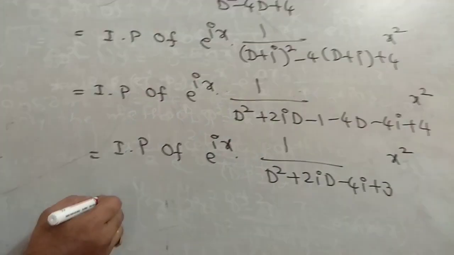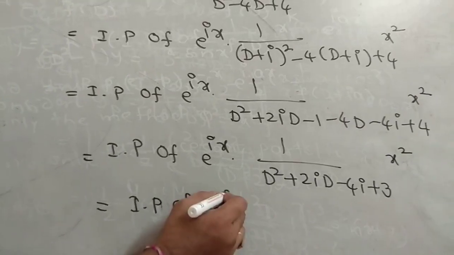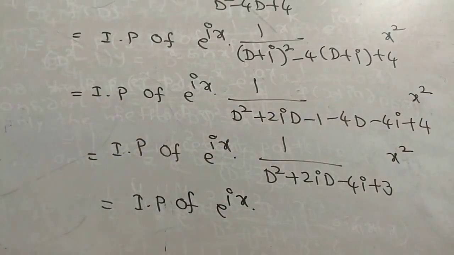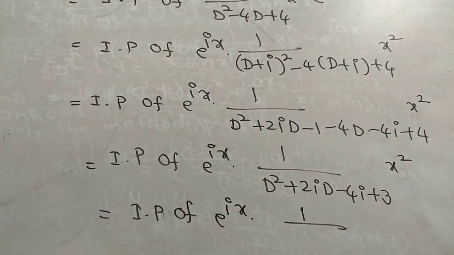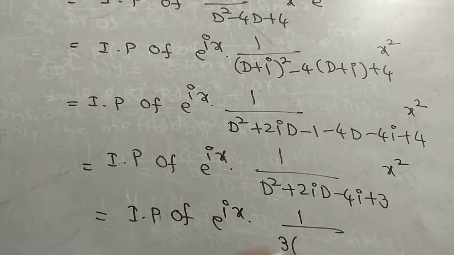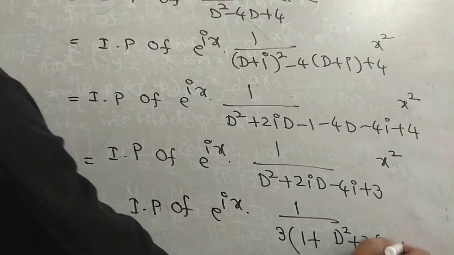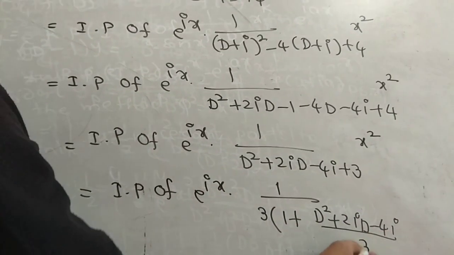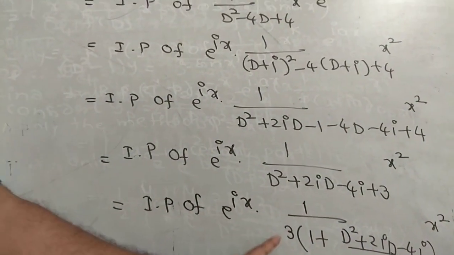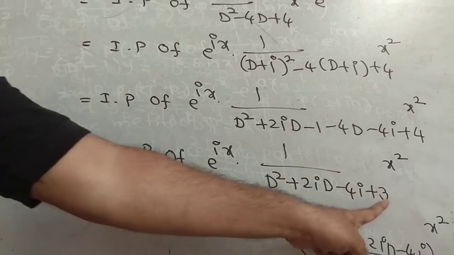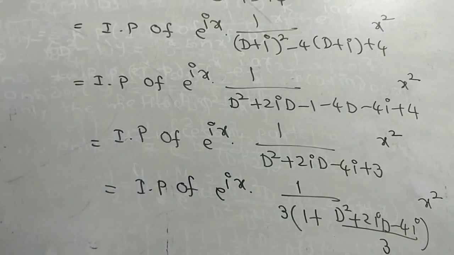Now this is the imaginary part of e power ix as it is. So how to calculate that x to the power of k, right side value? 1 divided by, you take the constant term common, so 3 common, so that it is 1 plus D square plus 2iD minus 4i divided by 3. This is of x square. When you calculate this one, better you make the simplification. 3 into 1 becomes 3, 3 into this entire value. On cancellation of 3, again you get the same value.